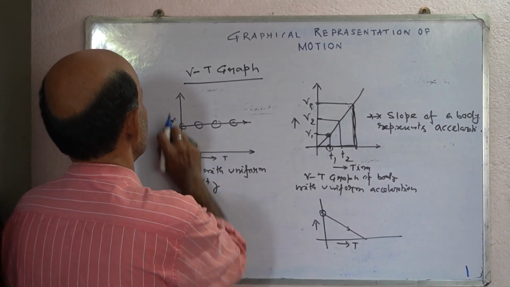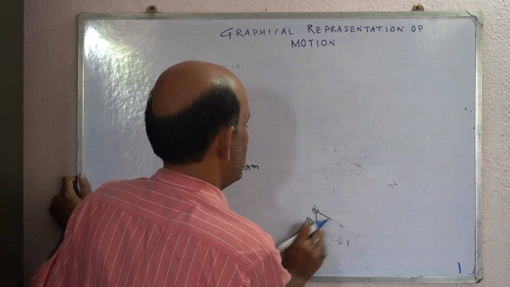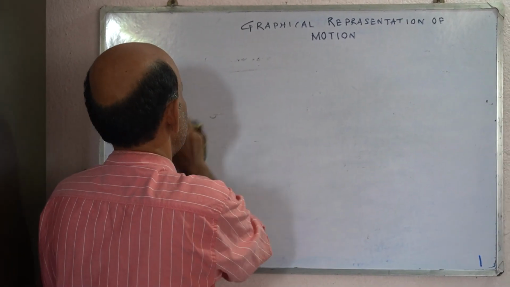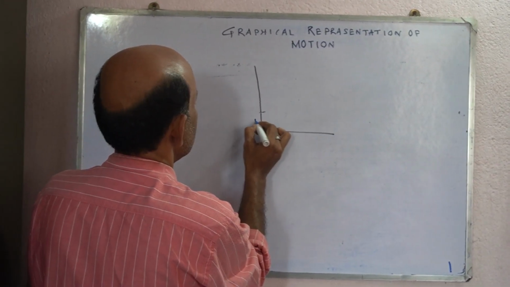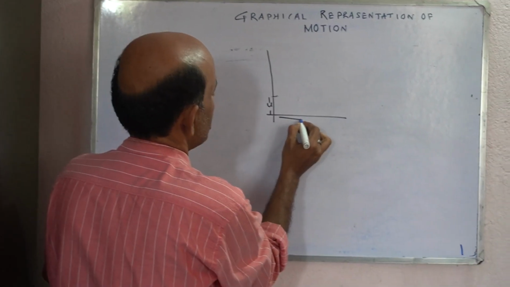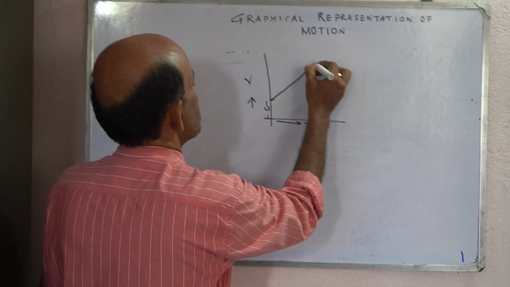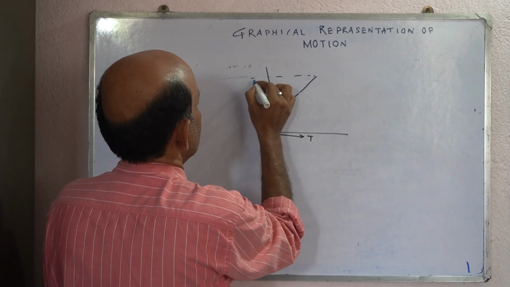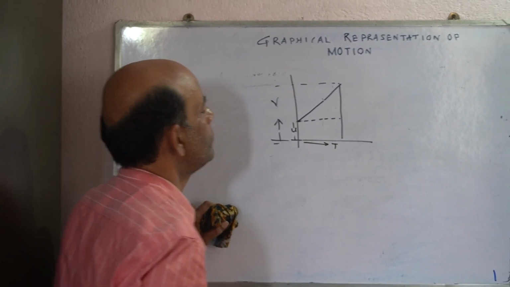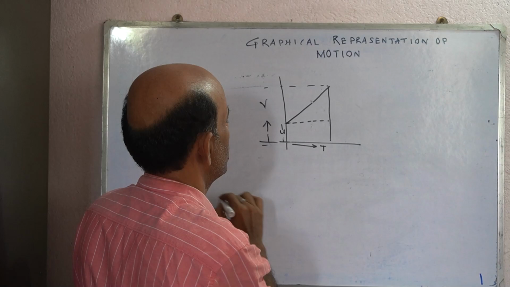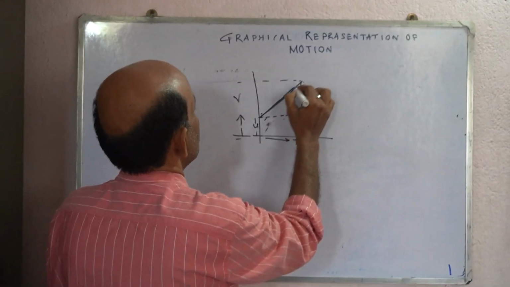If a body starts with uniform velocity and gradually increases its velocity uniformly, then it can be represented in such a way. Suppose the body is initially at u, the initial point u, and after some time it increases its velocity and finally becomes v. Therefore, it can be represented thus. This is uniform velocity and this is uniform acceleration.